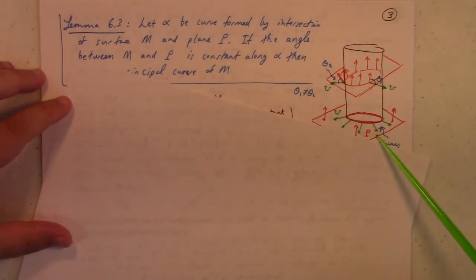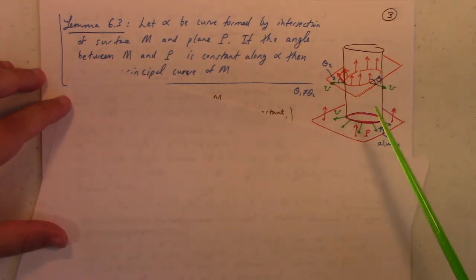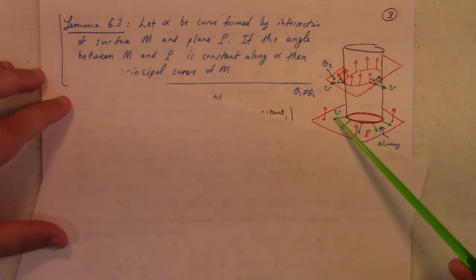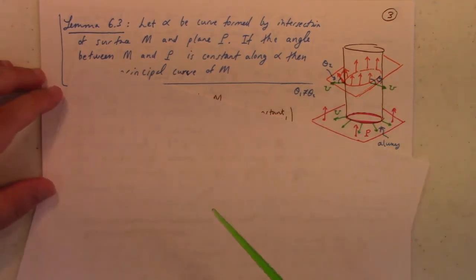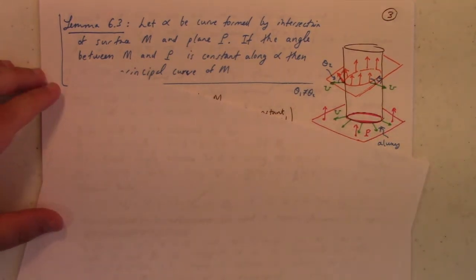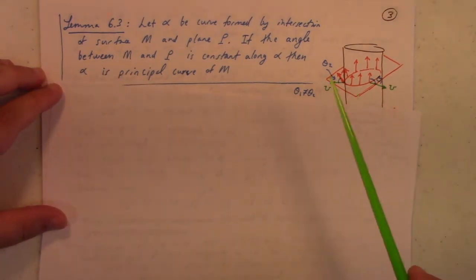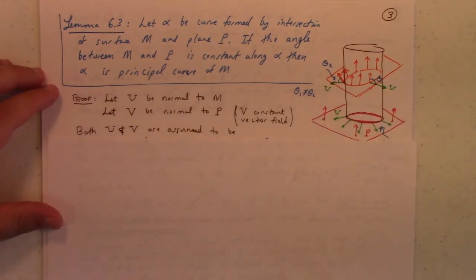Whereas this red plane down here, you can see that it slices a cross section, so the unit normal just straight up lies in the plane. So it's making a 90 degree angle with the normal to the plane at each point along the curve of intersection. So that's the kind of plane we want for this lemma. So if the angle between M and P is constant along alpha, then alpha is a principal curve of M. So the proof is very, very natural.